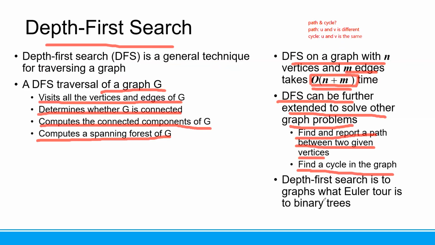Depth first search is to a graph what the Euler tour is to a binary tree. If you still remember, in binary trees one of the possible applications is the Euler tour, which is the combination of in-order traversal, pre-order traversal, and post-order traversal. Depth first search can also be done with this Euler tour.